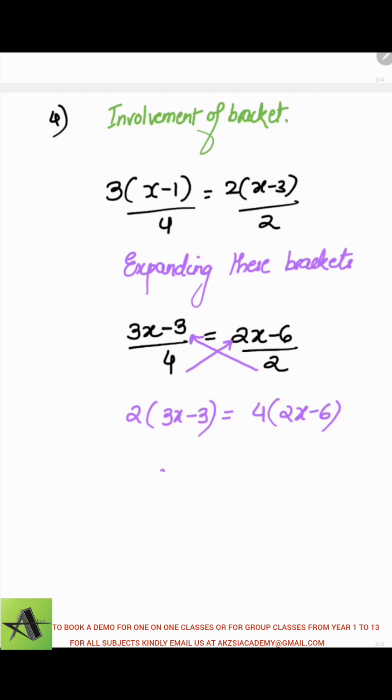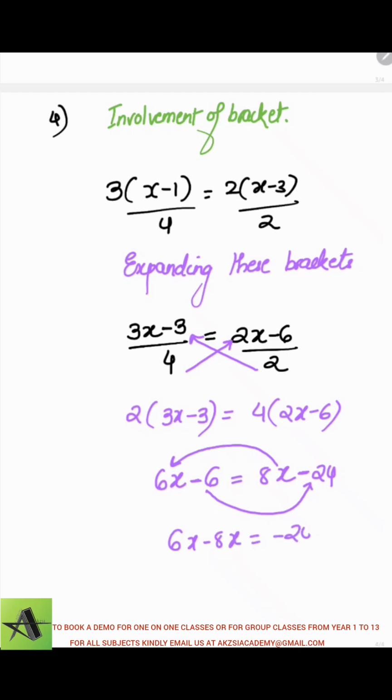So 2 times 3x is 6x. 2 times 3 is minus 6. 4 times 2 is 8x. And 4 times negative 6 is negative 24. And now it's all about transposing. So I am transposing 8x onto the left hand side and minus 6 onto the right hand side. So when I transpose, the sign will change. So that means this will become 6x minus 8x and minus 24 plus 6.